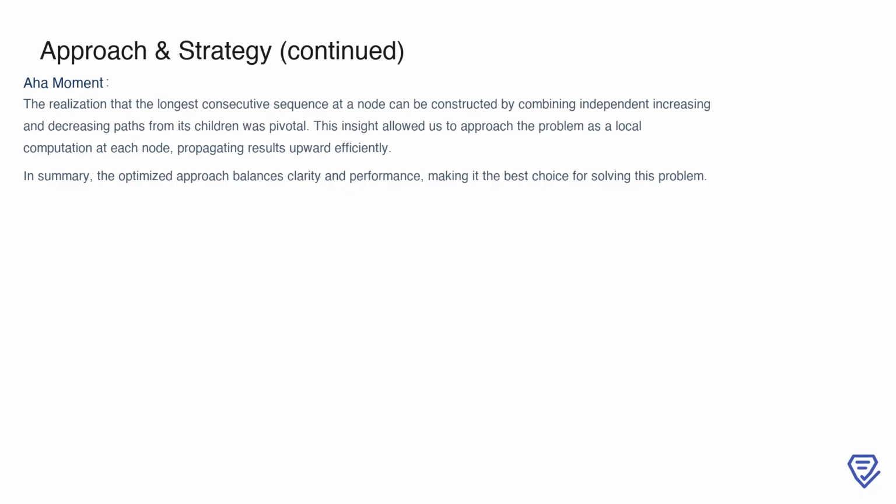In summary, the optimized recursive DFS approach strikes the right balance between simplicity and performance. It avoids the pitfalls of brute force computation and leverages the recursive nature of the tree structure to solve the problem in an elegant, scalable way. This makes it the ideal solution to the binary tree longest consecutive sequence 2 problem.